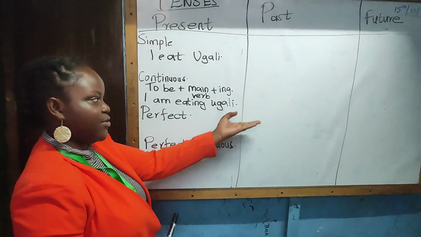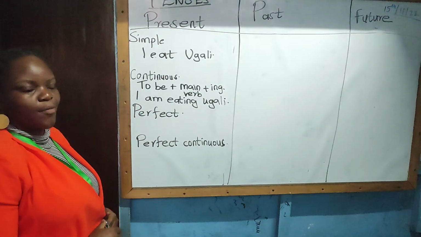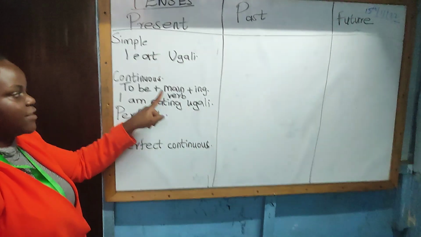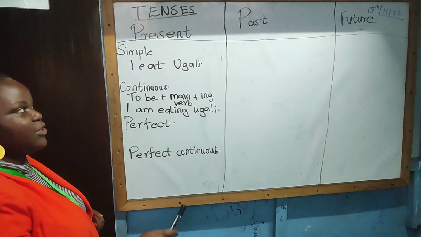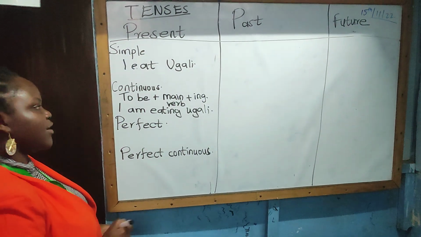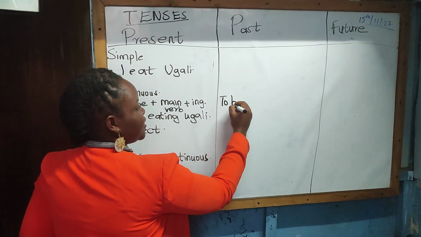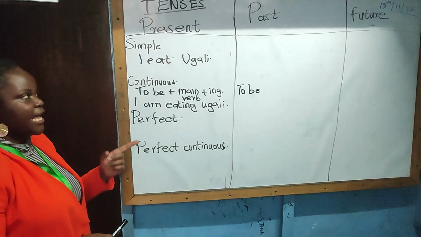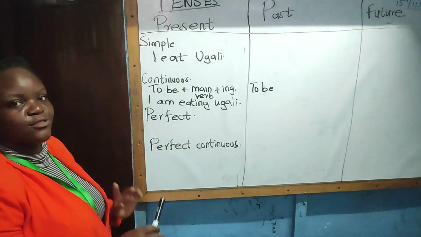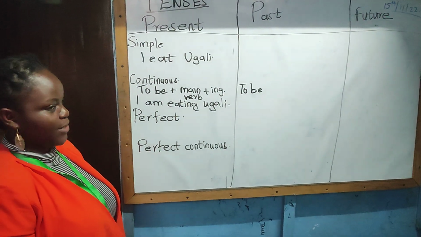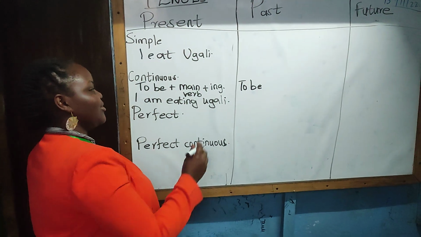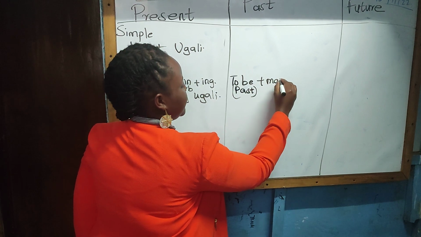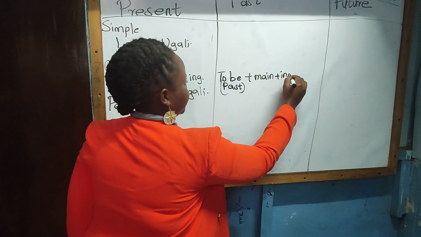Then, let us just go to the past tense. And now, how do we form past tense? We have said present continuous tense is formed when you have the verb to be plus the main verb plus ing. So when you come to past tense, we will still have the verb to be, but then it will be in past tense. So for instance, if we are using I am in present tense, in past tense we will use I was. Okay? So to be in past tense plus the main verb plus ing.